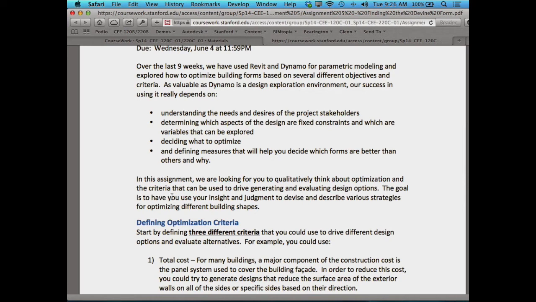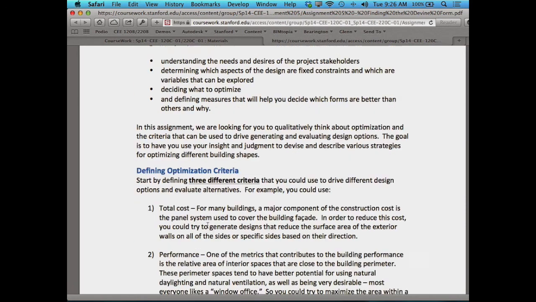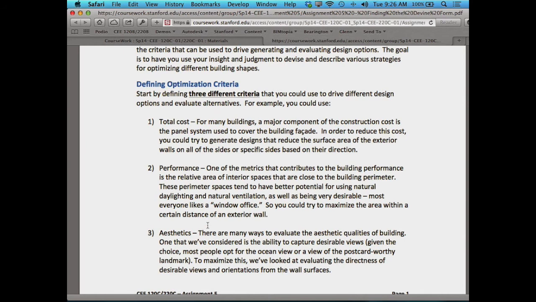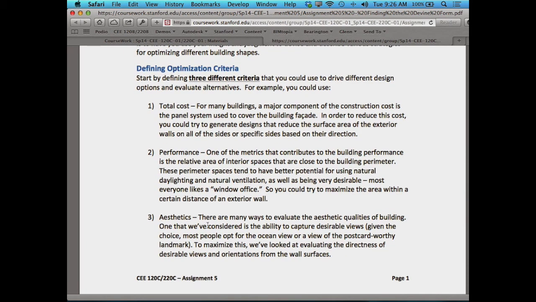At some level, Dynamo, Grasshopper, all these tools, they can help you compute things, but that's only half the answer. What you do with those numbers is where the artistry comes in. So we want you to think about a couple of different criteria, and you can choose the criteria. We suggested possibly looking at cost, overall performance, maybe an aesthetic criteria, but it can really be any 3 criteria you want to be looking at.